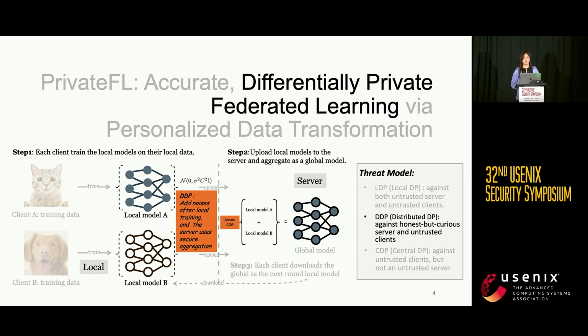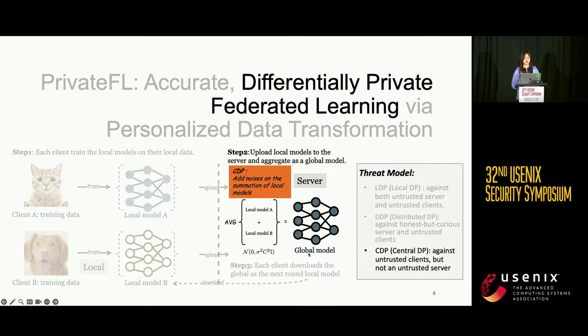The second one is distributed DP. Distributed DP also adds noise at the local end, but the noise is added after the local training. The noise is added on the local model, and the server also uses secure aggregation to enhance the privacy. The third one is central DP, short for CDP. CDP adds noise on the summation of the local models. So CDP can only defend against untrusted clients, but not an untrusted server, since the server can get access to the raw model without perturbation.